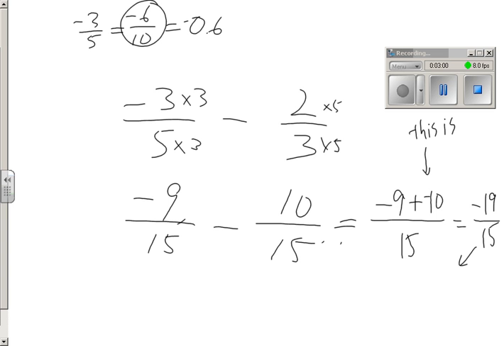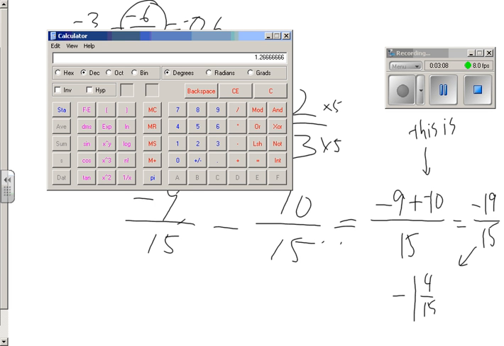Or you can change it back to negative 1 and 4/15, which if we explored it as a decimal, we would see that it's still that number there. 1 and 4/15 is actually 1.26 repeating, because 4 divided by 15 equals 0.26 repeating.